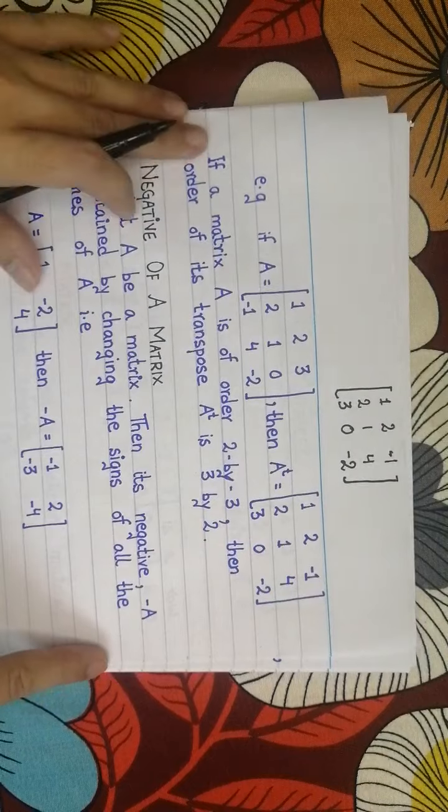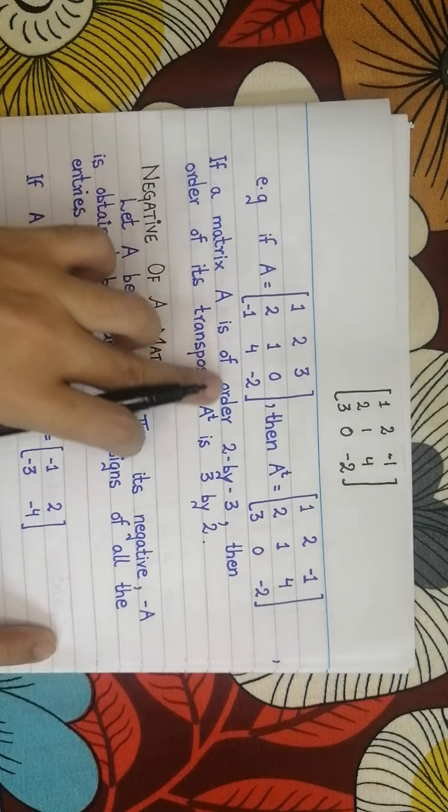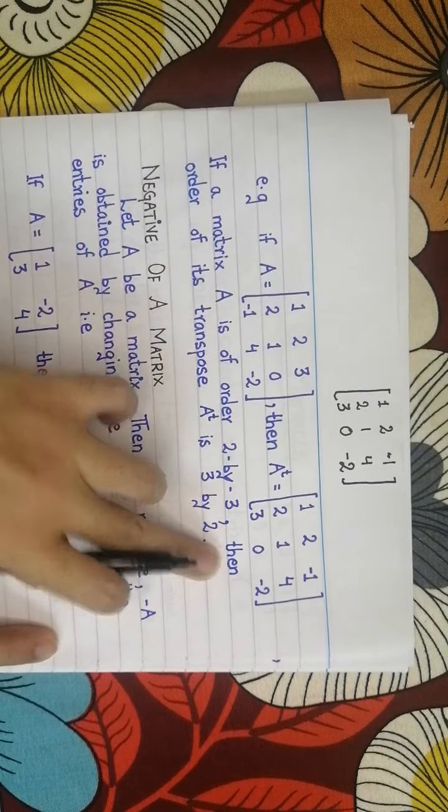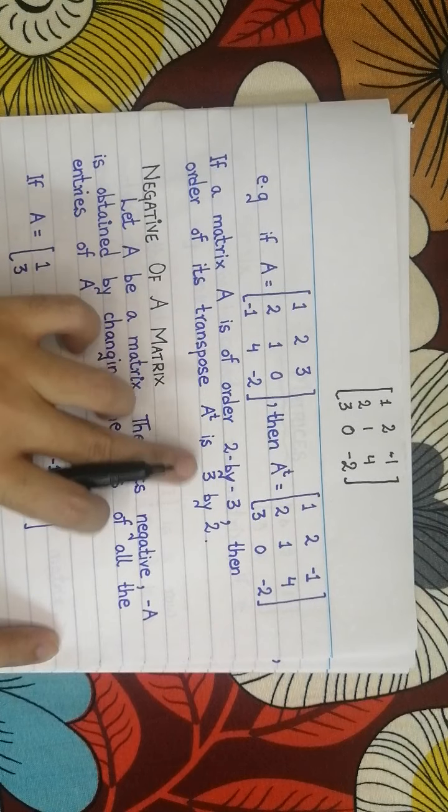If a matrix A is of order 2 by 3, then the order of its transpose A^T is 3 by 2.